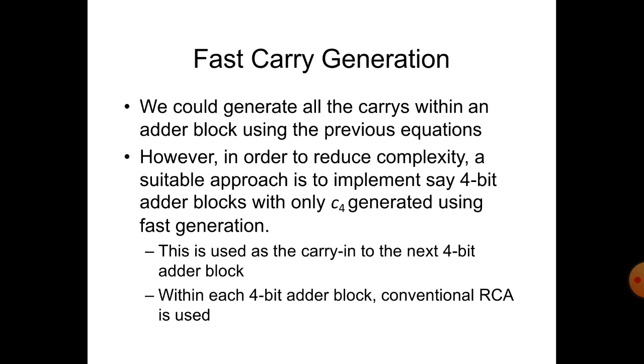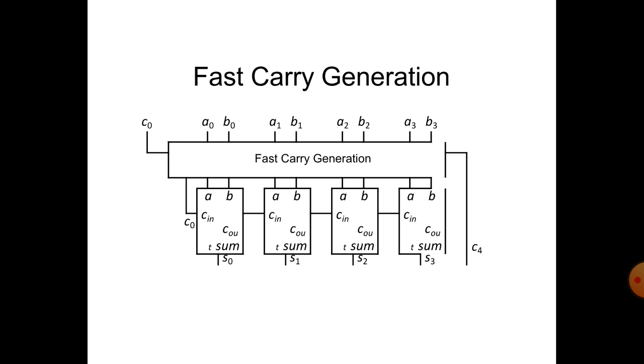However, in order to reduce the complexity, a suitable approach is to implement say 4-bit adder blocks with only C4 generated using fast generation. This is used as a carry into the next 4-bit adder block. Within each 4-bit adder block, a conventional RCA is used. So this is a fast carry generation block.